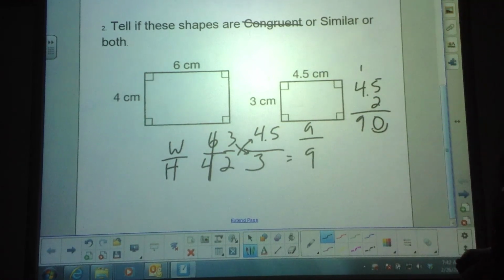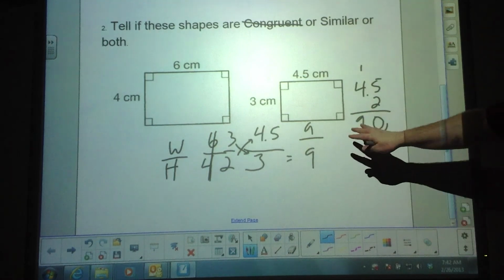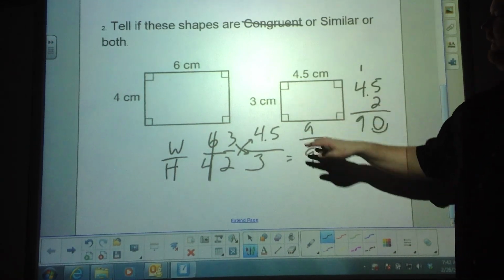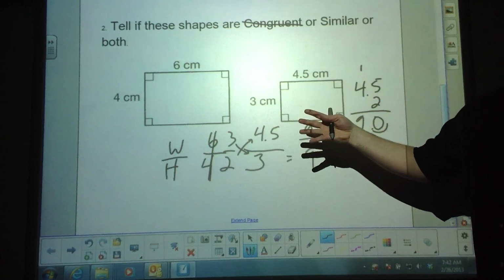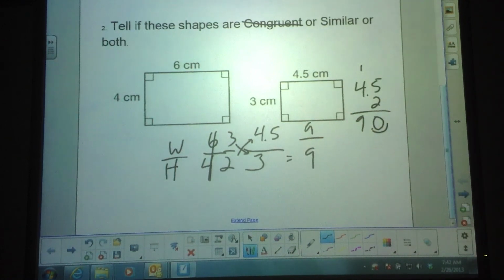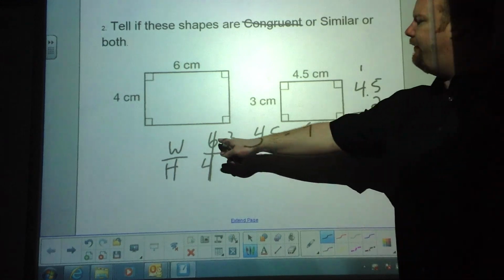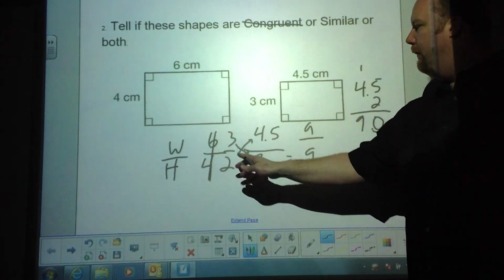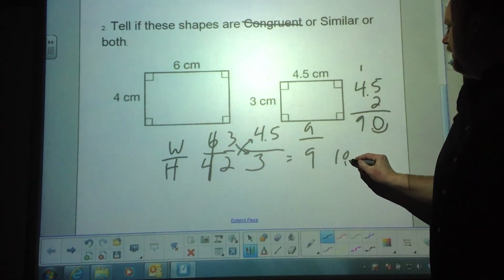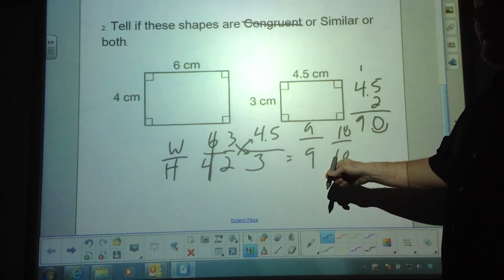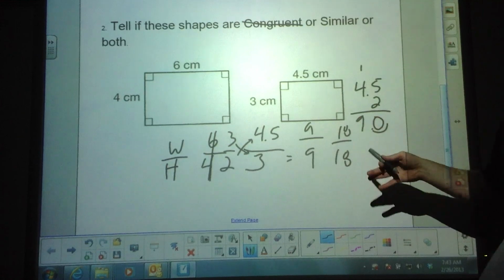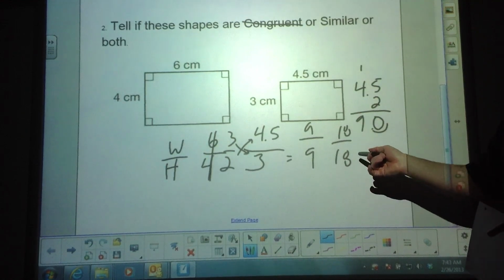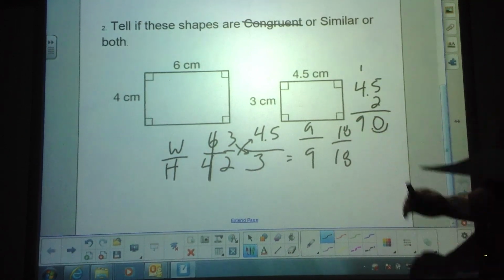So we have 9/9, therefore it is proportional. And because it is proportional, and because the corresponding angles are the same, it is similar. Now, if you had left this 6/4, you would have multiplied that out and got 18/18. Does it matter if it's 9/9 or 18/18? Absolutely not. As long as you get the same answer, in other words, as long as you get 1 here, or the same number over the same number, you're golden.